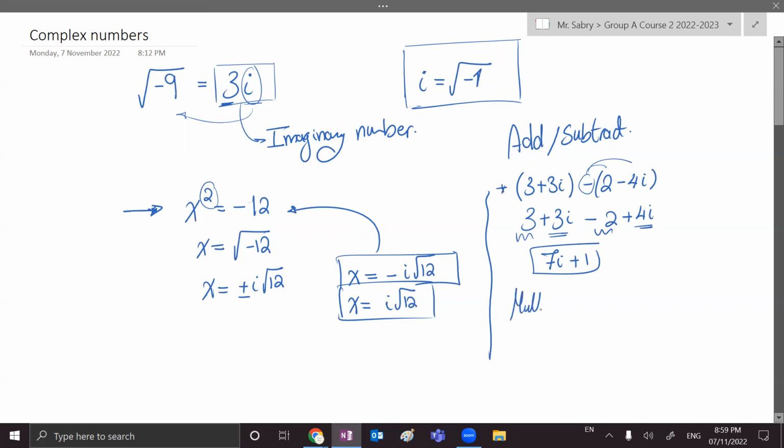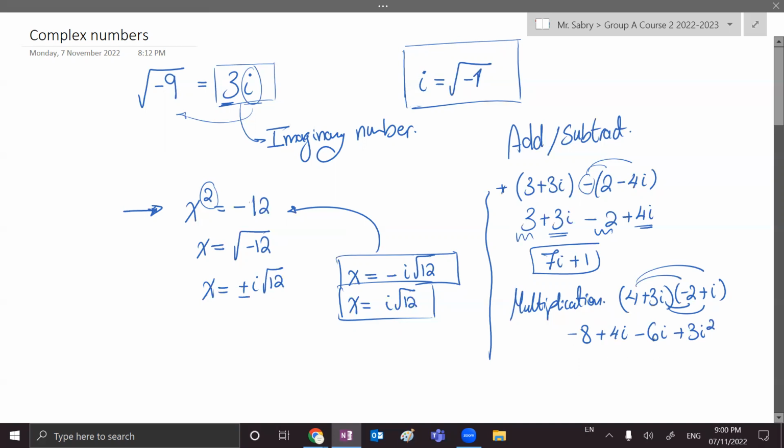If we're talking about multiplication, we just need to distribute right away. Let's say we have 4 plus 3i multiplied by negative 2 plus i. We distribute just like when we distribute x's. 4 times negative 2 is negative 8. 4 times i is 4i. 3i times negative 2 is negative 6i. And 3i times i is positive 3i squared.